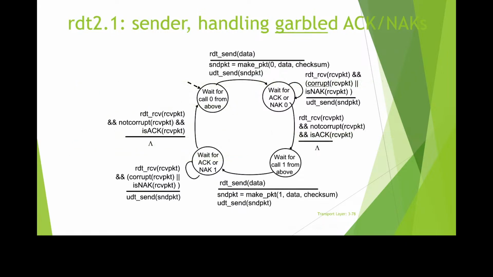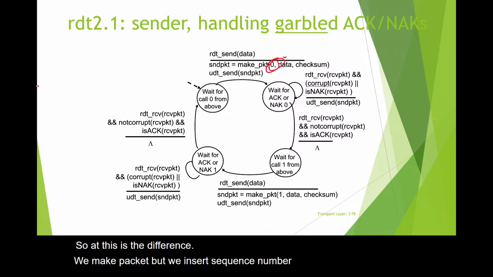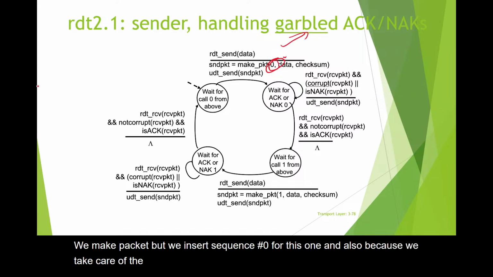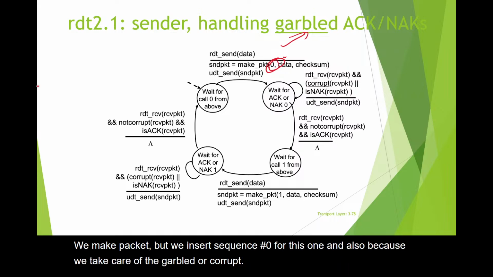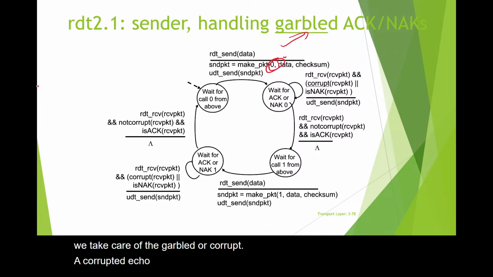So this one, data check, is it true? We have sequence number 0. So at least this is the difference. We make a packet, but we insert sequence number 0 for this one. And also, because we take care of the garbled or corrupted ACK/NAK, here we have receive but corrupt.